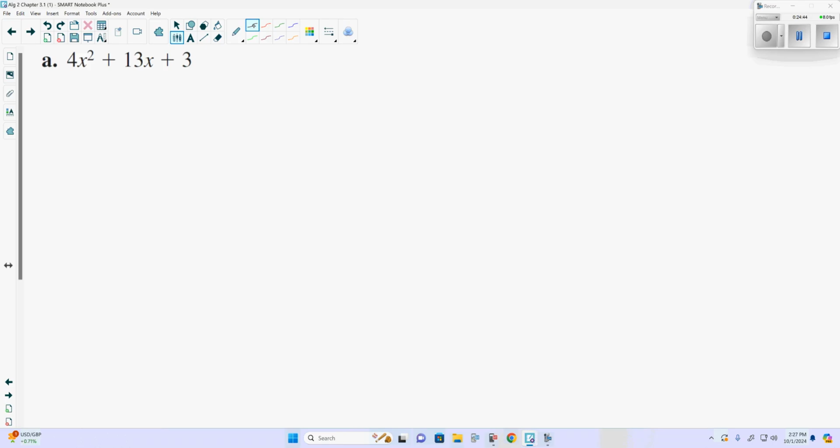If I factor 1 out of 4x squared, we end up with 4x squared. If I factor 1 out of 13x, we end up with 13x. And if I factor 1 out of 3, we end up back with 3. So it doesn't do as much of anything. So is there a greatest common factor? No, there doesn't have to be. It's nice if there is, but if there's not one, well, we move on from step 1 to step 2.